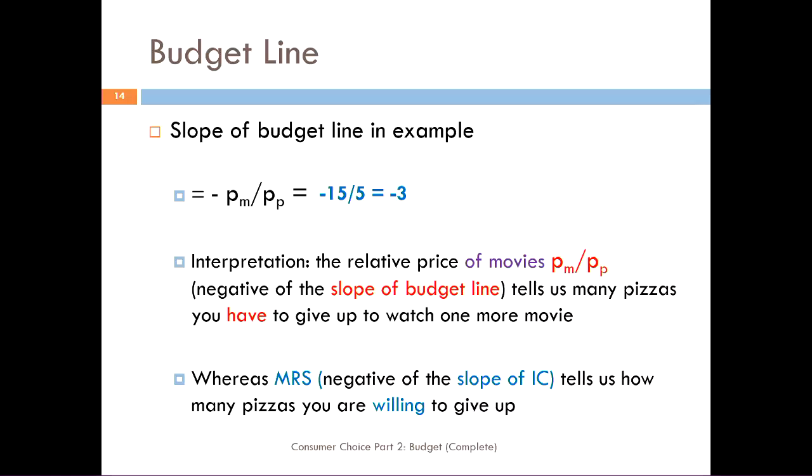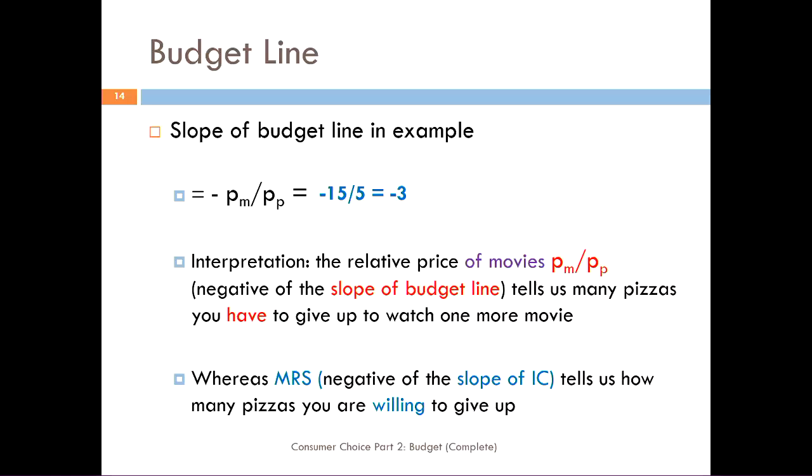You have to give up 3 pizzas to consume one more movie. MRS says what you're willing to give up. Imagine your MRS is 4. You say, I'm willing to give up 4 pizzas to get one more movie. And you go to the market, and the market says you only have to give up 3 pizzas to get one more movie. Well, you say, that's a good deal for me. I'm going to give up 3 pizzas to get another movie, because it's worth it to me. I was willing to give up 4. The market says I only have to give up 3.